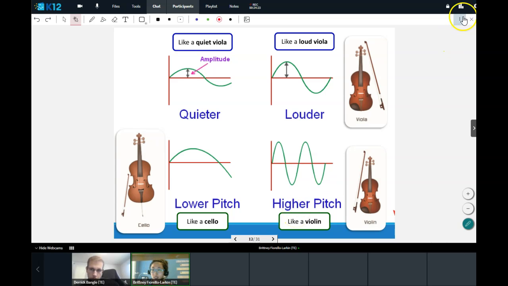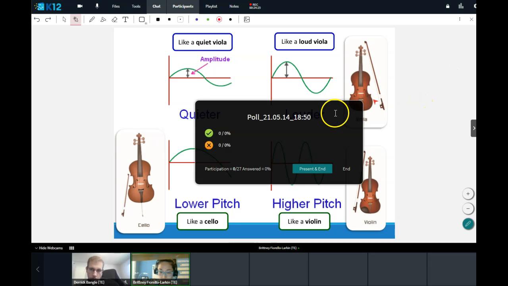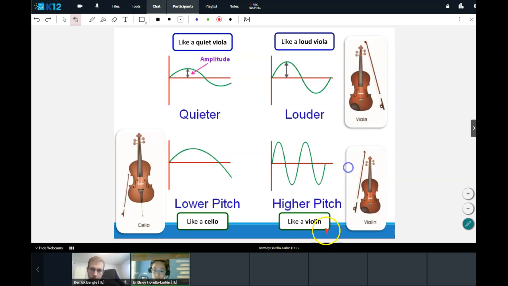Go ahead and give me a green check, orange X if that's beginning to make sense. Again, frequency is the number of waves, pitch is what you observe, and amplitude just changes the volume. So you can still have the same frequency and pitch with different volumes. That doesn't break any rules.